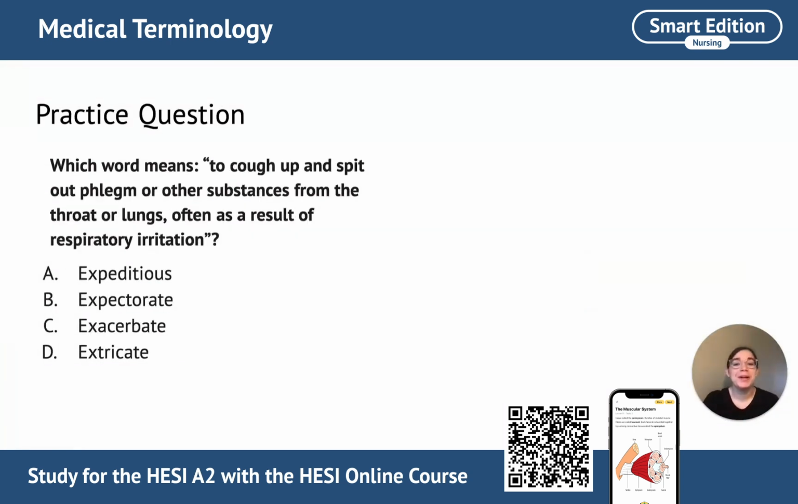All right, which word means to cough up and spit out phlegm or other substances from the throat or lungs, often as a result of respiratory irritation? Is it A, expeditious? Is it B, expectorate? Is it C, exacerbate? Or is it D, extricate? And the correct answer here is option B, the word expectorate.